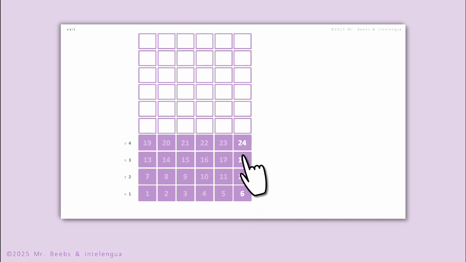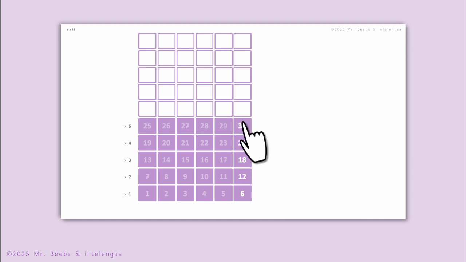24. The numbers at the end of each row are called multiples. 6, 12, 18, and 24 are all multiples of 6. Pretty soon, you'll be skip counting the multiples quickly. Always try to anticipate the new total before you see it. That's the key.